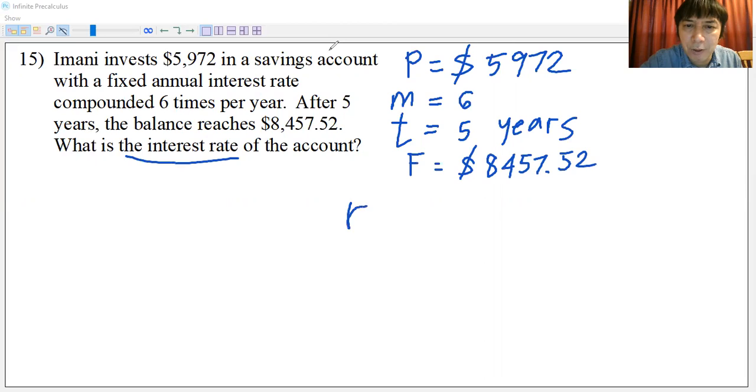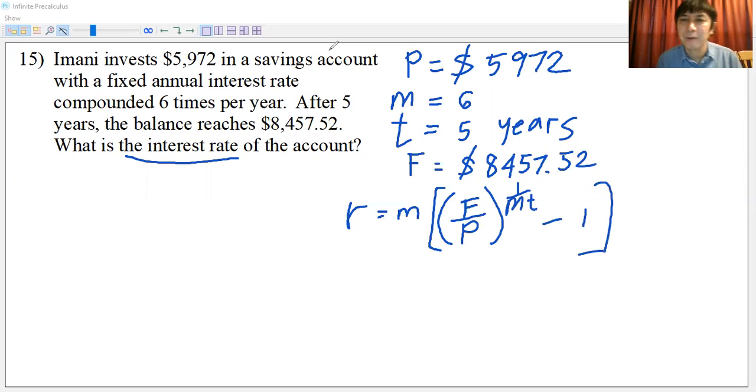So what's the formula? R is equal to M times the quantity F over P raised to 1 over MT minus 1. That's the formula, right? F over P raised to the quantity 1 over MT minus 1. M times T, that's M times T. So let's substitute the given data.